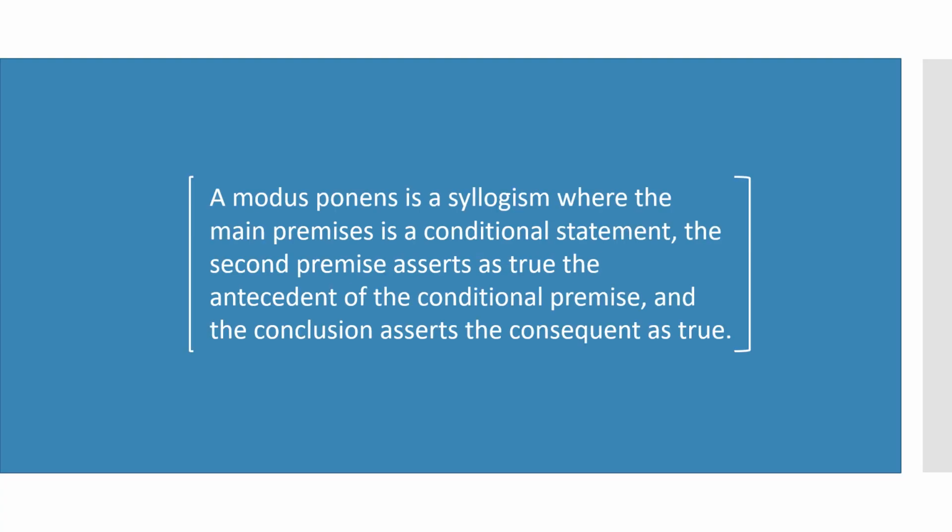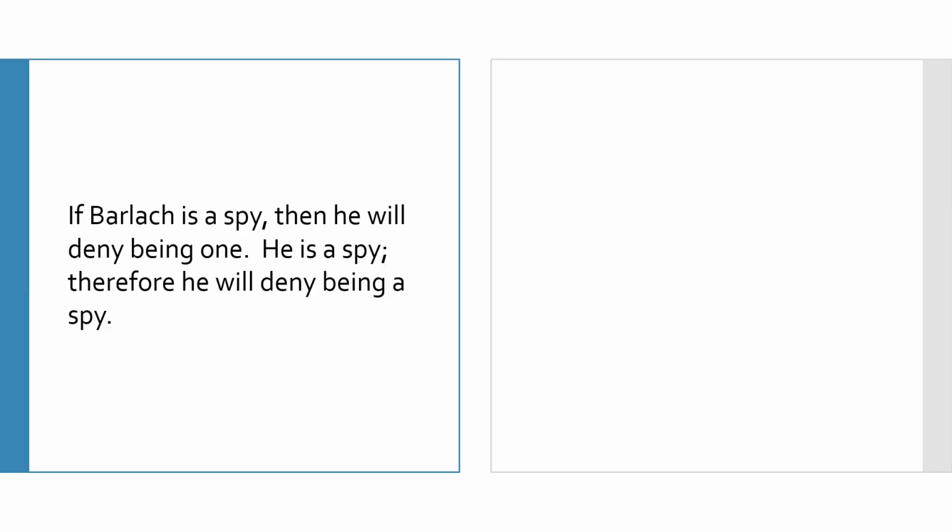A modus ponens is a syllogism where the main premise is a conditional statement, and the second premise asserts as true the antecedent of the conditional premise. And then the conclusion will assert that the consequent is also true. So let's see what this looks like. If we take Barlach again, it says, if Barlach is a spy, then he will deny being one. He is a spy, therefore he will deny being a spy.